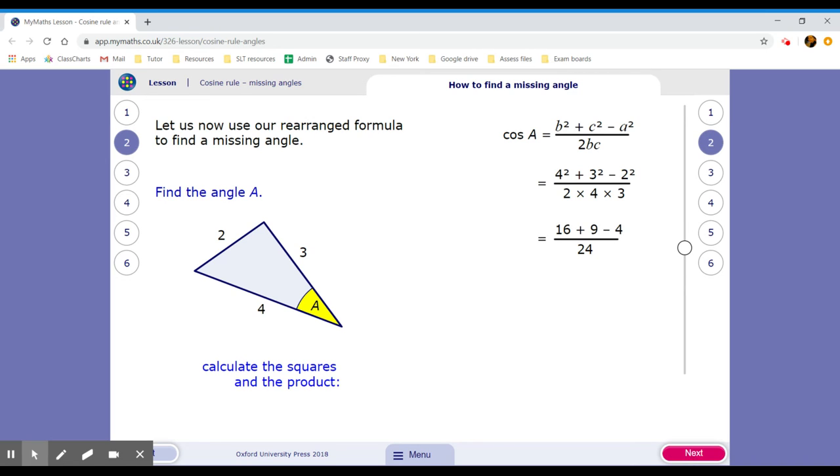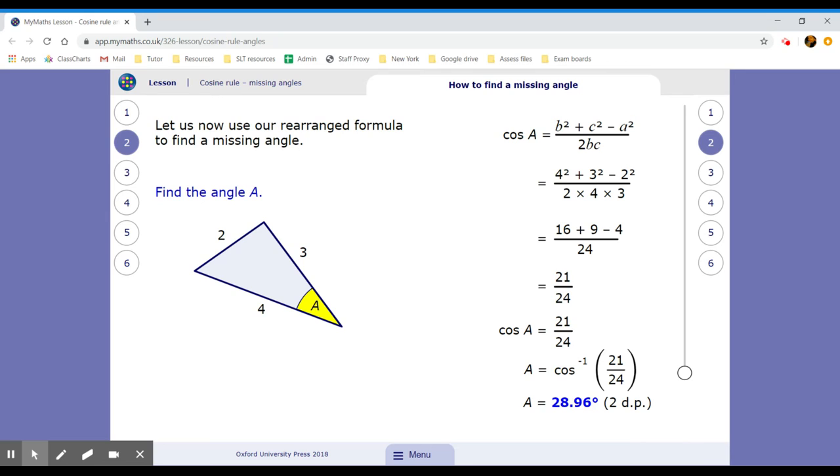All right, so the 4 squared gives us 16, 3 squared 9, 2 squared 4, and 2 times 4 times 3 gives us 24. We can tidy up the numerator. That will give us 21 over 24. All right, but you need to remember at this point, all of this is equal to cos A. So we haven't dealt with the cos part yet. So we need to remember it's cos A equals 21 over 24. And to find angle A, we need to do the inverse cos. So that's that shift button on your calculator to get cos to the minus 1. And then when you pop that in your calculator, you should end up with an answer of 28.96 when it's been rounded to 2 decimal places.